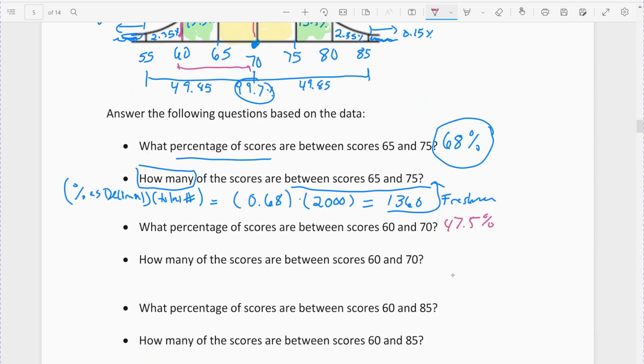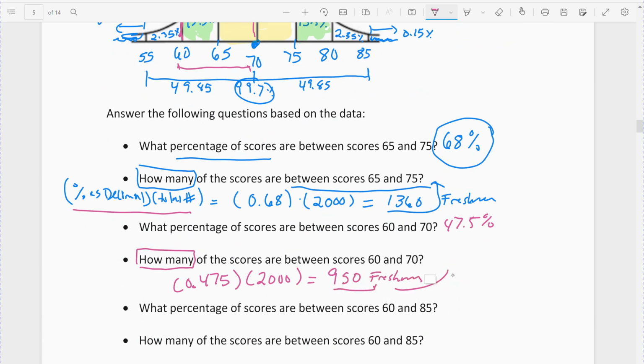Now we're going to do the same thing. 47.5 is almost 50%, a little bit less than 50%. How many does that represent? Again, we take the percent as a decimal times the total. So you take 0.475 exactly, don't round, and multiply it by the total number of students, which is 2,000. It comes out to 950 freshmen who scored between a 60 and 70%. Almost half of them, not quite.